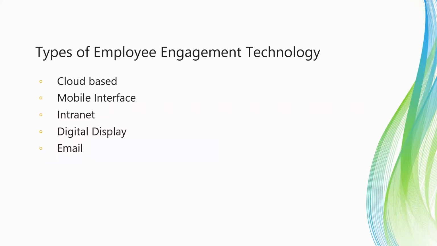And then lastly, email campaigns or emailing technology. So being able to push data regularly to the employees and keeping them up to date on events and current affairs for a particular organization. So these are the types of employee engagement technology that are available.